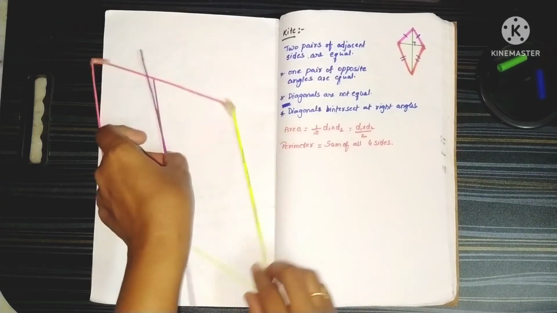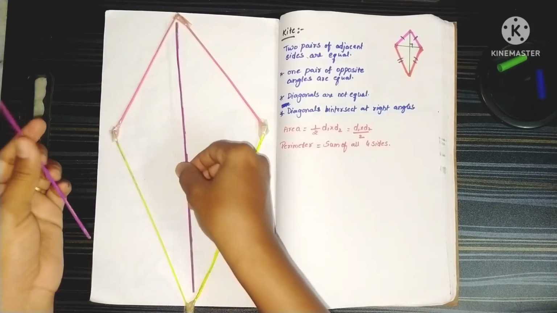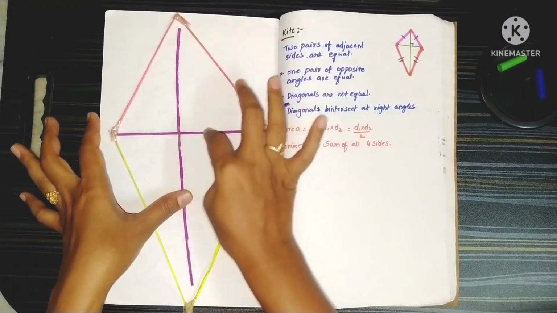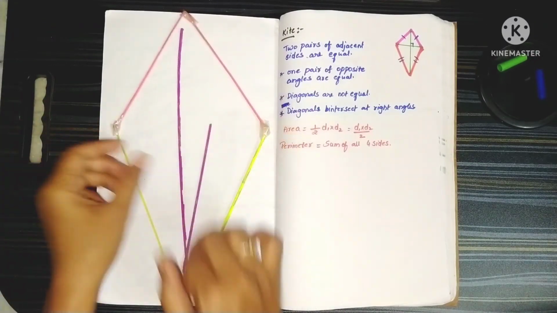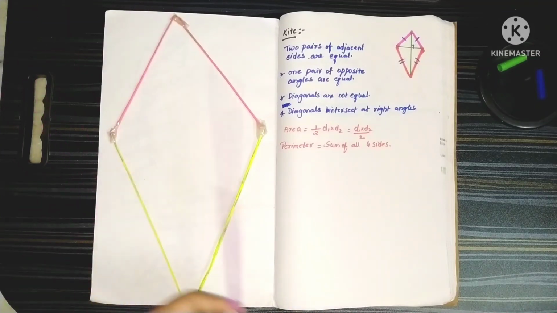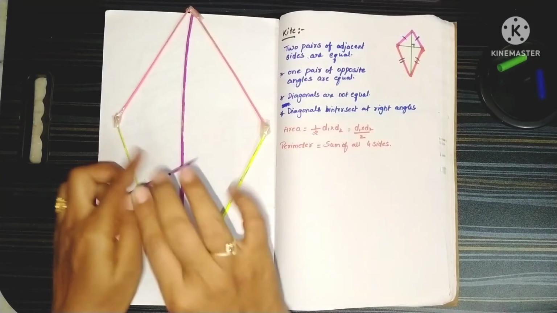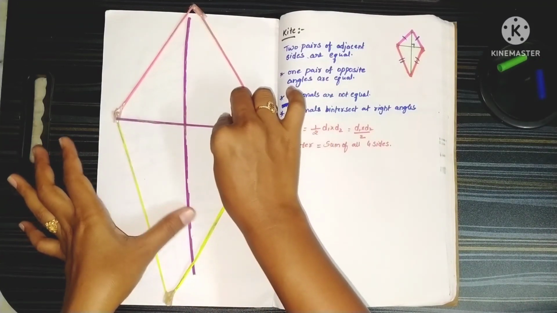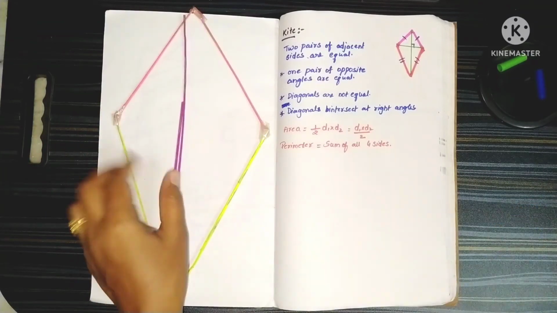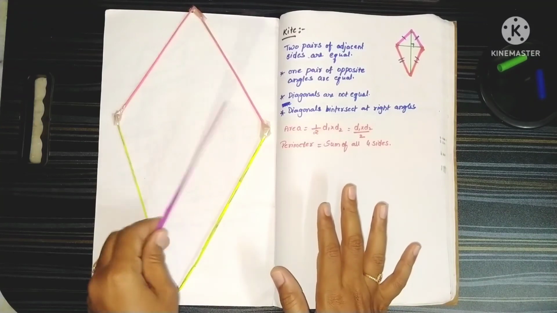Diagonals intersect at right angles. If I put it like this, the angle between them is 90 only. So diagonals intersect at right angles. Diagonals are not equal, but one special point is that one diagonal bisects the other diagonal. They are not bisecting each other, but one diagonal bisects the other. So those are the properties of a kite.